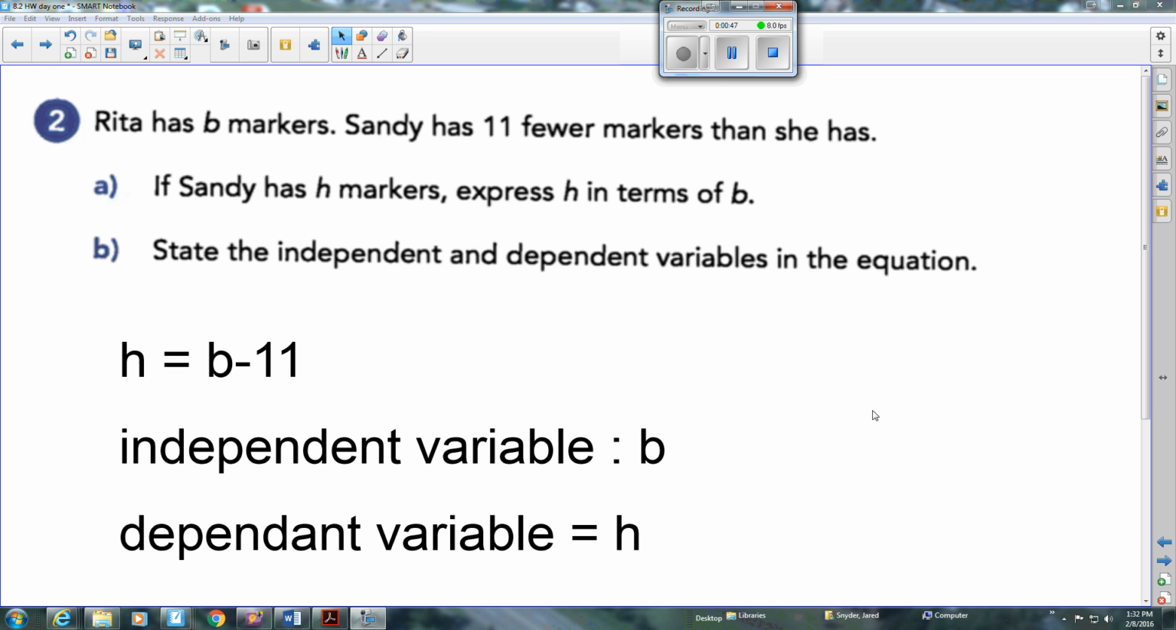Rita has B markers. Sandy has 11 fewer markers than she has. If Sandy has H markers, express H in terms of B. So what are we doing to B to make H? Sandy has H, so we know that. And then we also know that Rita has B markers. Sandy has fewer markers than she has, so we have to do 11 subtracted from B, and that gives us H. State the independent and dependent variables in each equation. The independent variable is B because we're subtracting from it to get the dependent variable of H.